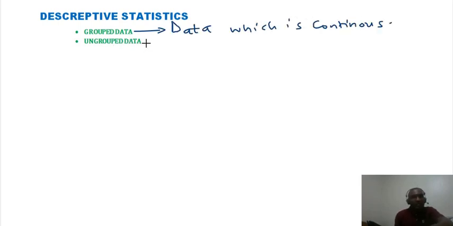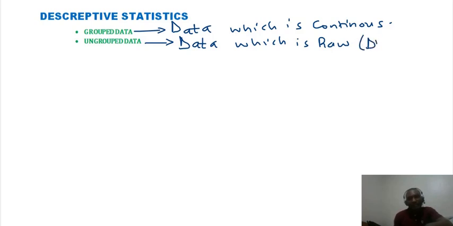Whereas for the case of ungrouped data, this is the data which is raw. Raw data is what we call the discrete data. This is the data which has not been manipulated in any way. Whereas for the case of grouped data, this is the data which has been put into classes. And we have an example. We are going to start with grouped data.